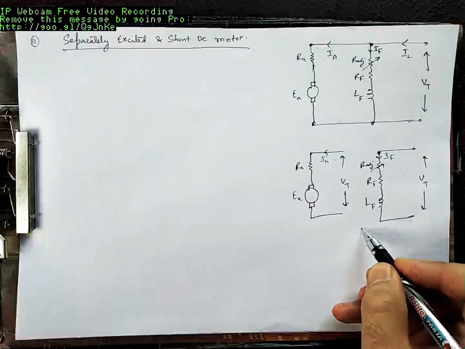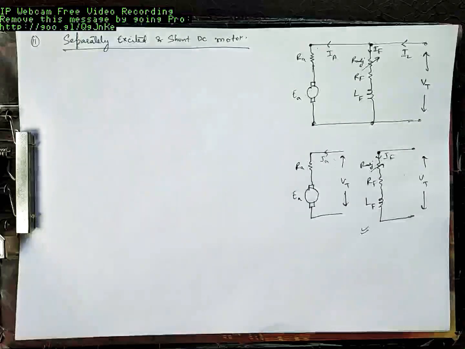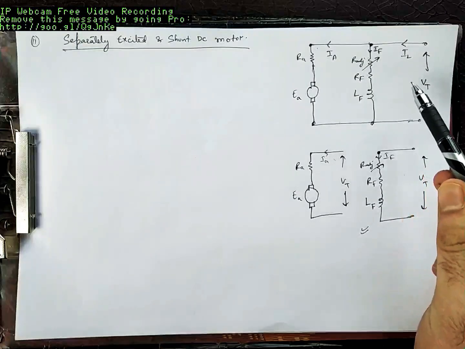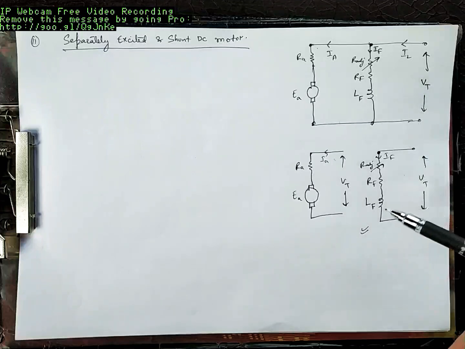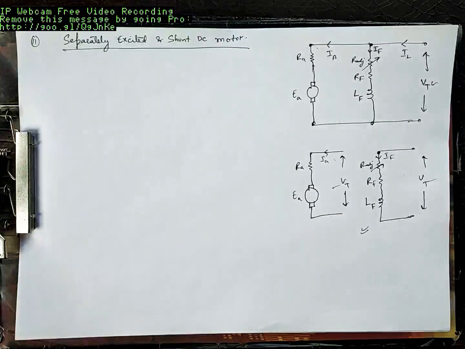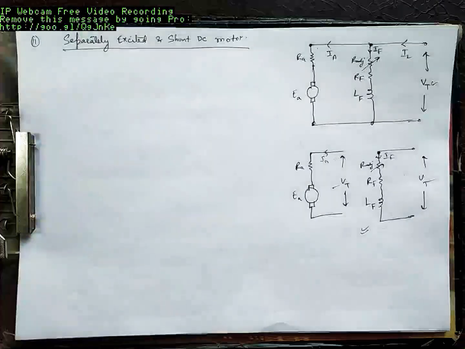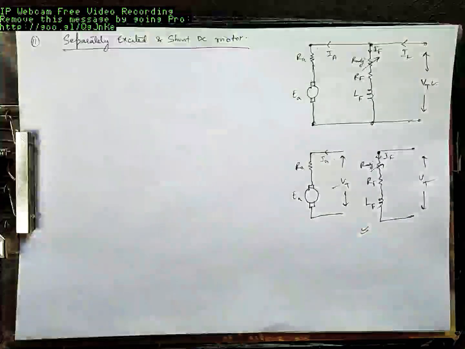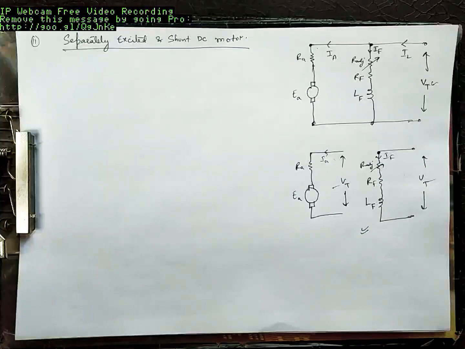Isn't this the equivalent circuit for separately excited DC motor? And this was a circuit for shunt DC motor. Thus a shunt DC motor is equivalent to separately excited DC motor, provided the terminal voltage stays same. This is the reason why we will be studying them together. So whenever we study about the separately excited DC motor, the same physics, the same theory applies to shunt DC motors as well.